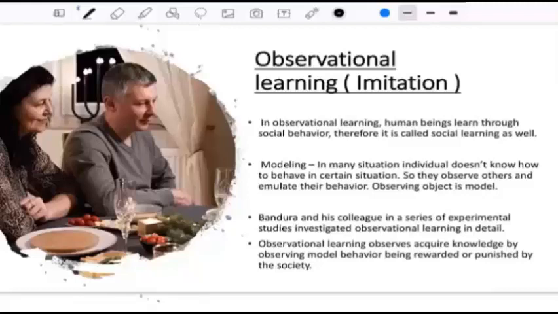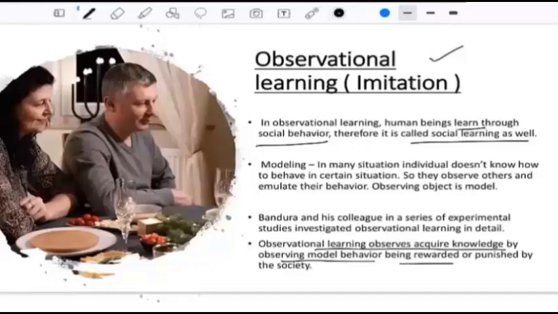Hello guys, in this lecture we will look at observational learning. In observational learning, human beings learn through social behavior, therefore we call it social learning as well. Observational learning means acquiring knowledge by observing a model's behavior being rewarded or punished by the society.